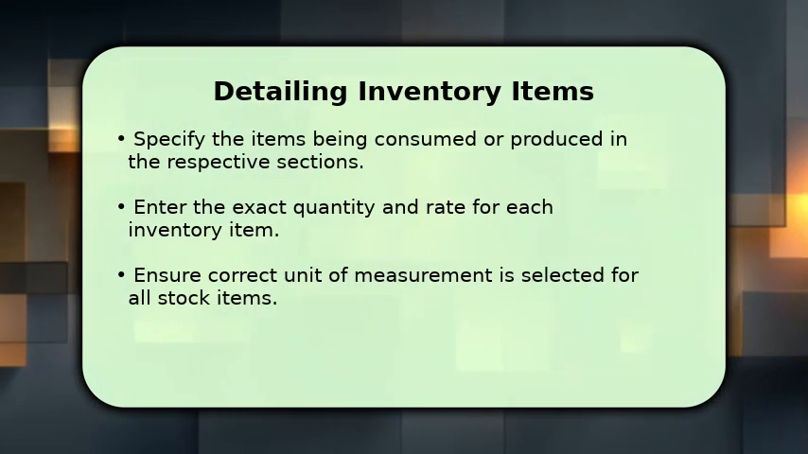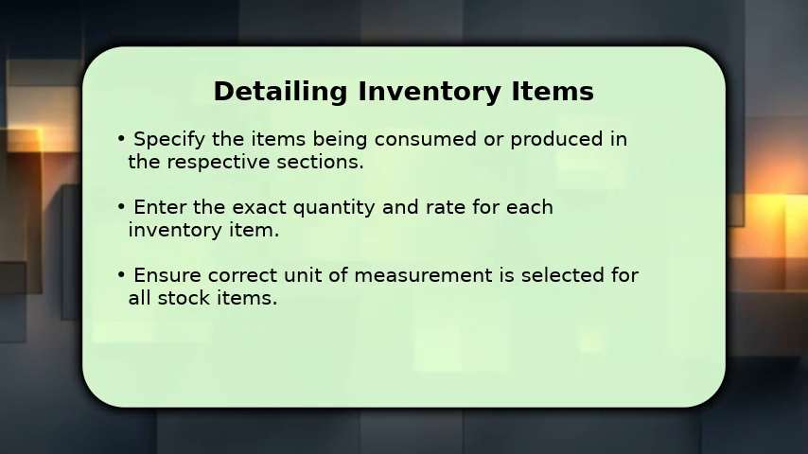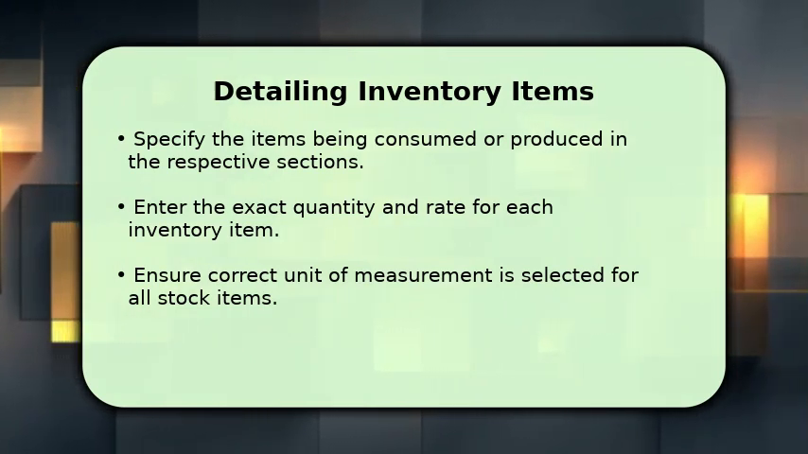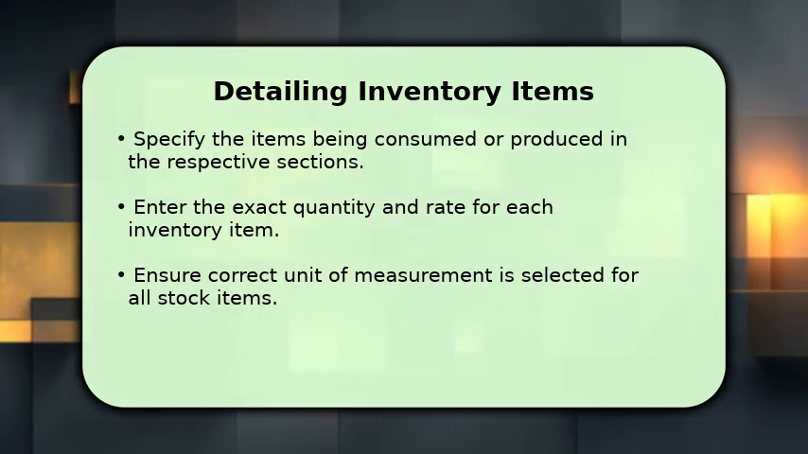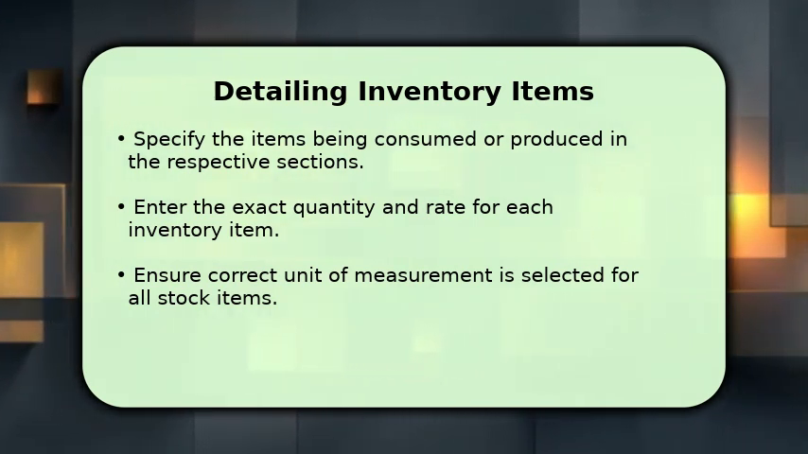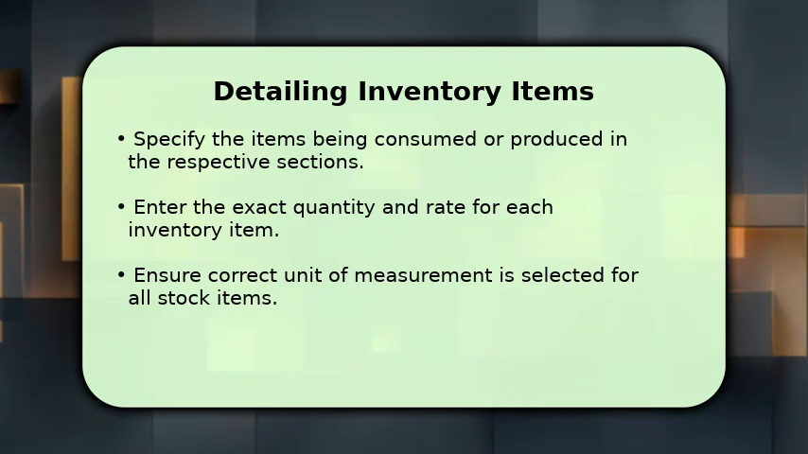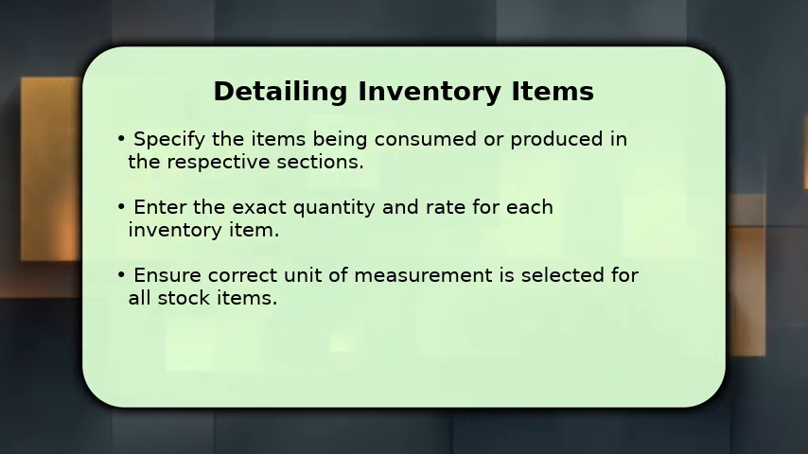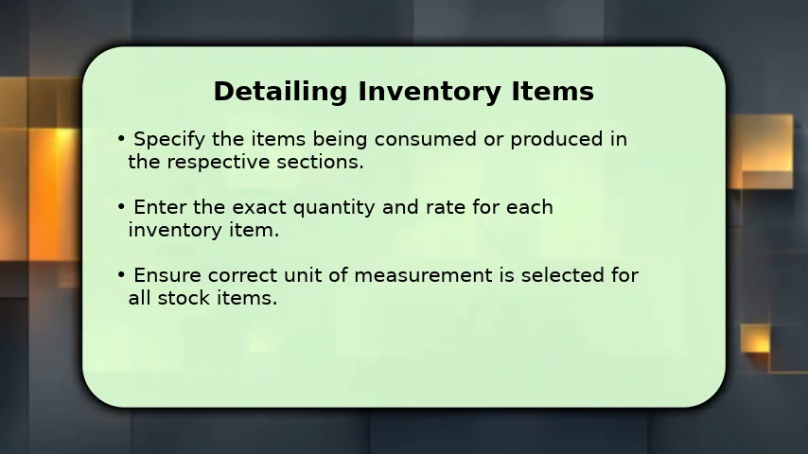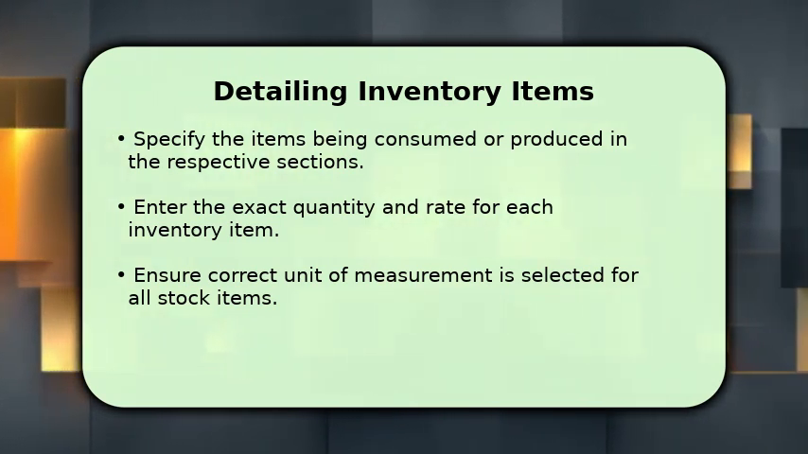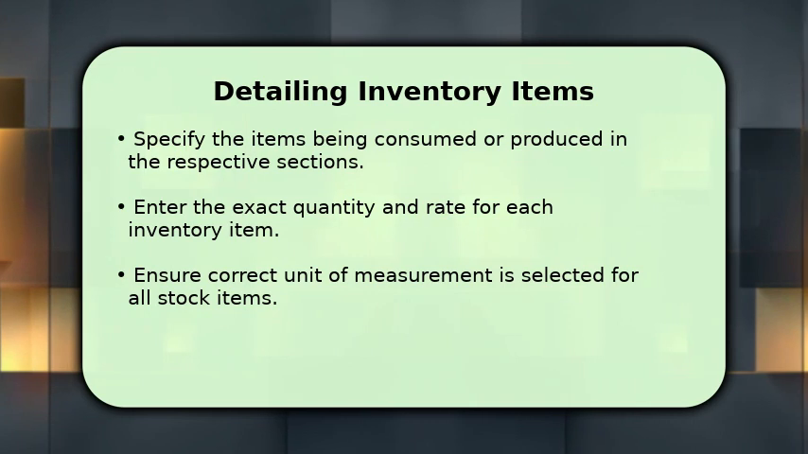Now, let's add the inventory items. In the Consumption section, list the items being used up, along with their quantities and rates. For example, if you use 10 units of raw material A, enter 10 for quantity. Conversely, in the Production section, detail the finished goods created. Always double-check that the unit of measurement, like kilograms or pieces, is accurate for each item.